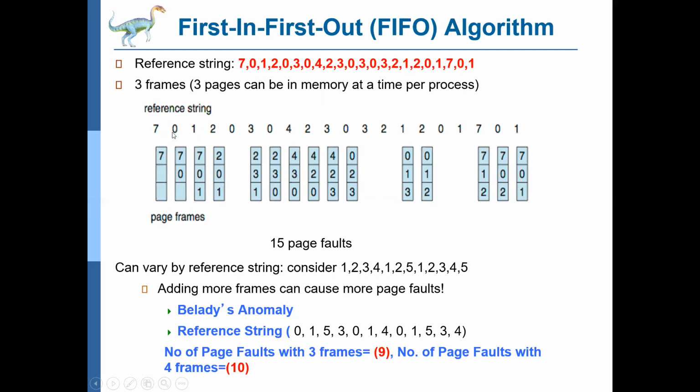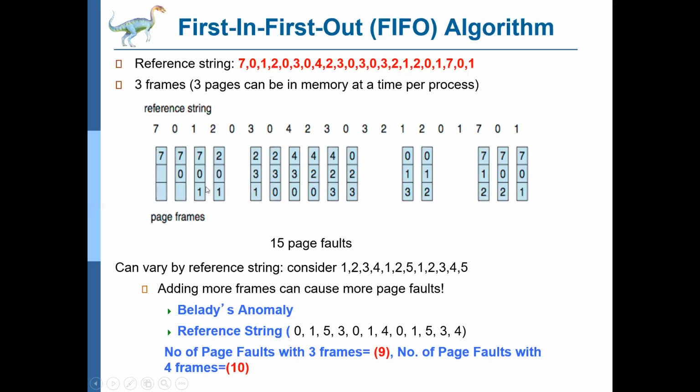Then 0 is requested. Is 0 present over here? 0 is not present, so it is a page fault. Then 0 is brought to the memory. Then 1 is requested by the processor. Is 1 present in the memory? No. So a page fault is said to occur, and 1 is added to the frame. The next page requested is 2.